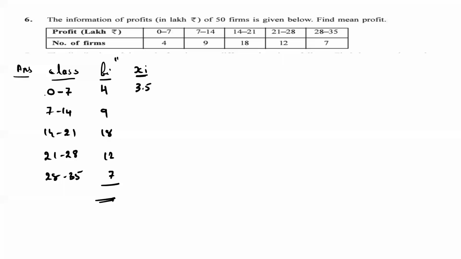Now tell me, what is the difference between these two classes? It is 7. So 3.5 plus 7, what will we get? 10.5. Again 10.5 plus 7 is 17.5. Then 24.5. 24.5 plus 7 is 31.5.